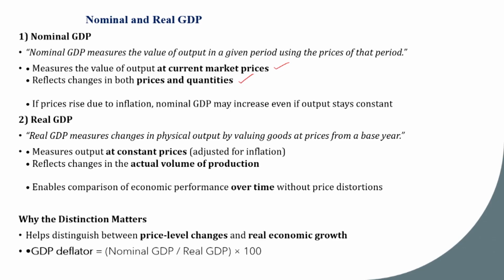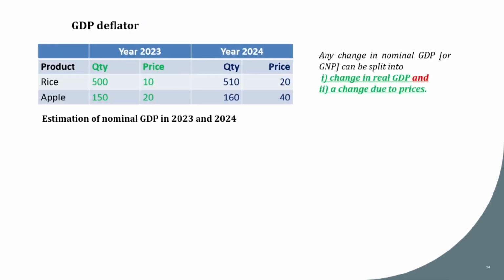So this is why the distinction matters, because it helps us distinguish between price level changes and real economic growth. So the formula we have already seen is that the GDP deflator is equal to nominal GDP divided by real GDP times 100. So let us, using an illustrative example, see how to calculate the GDP deflator.